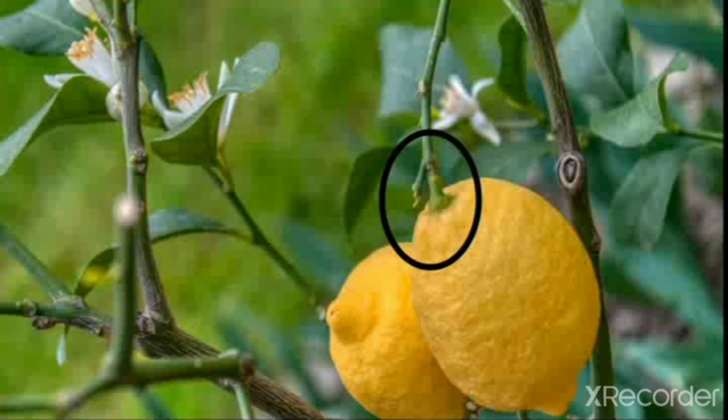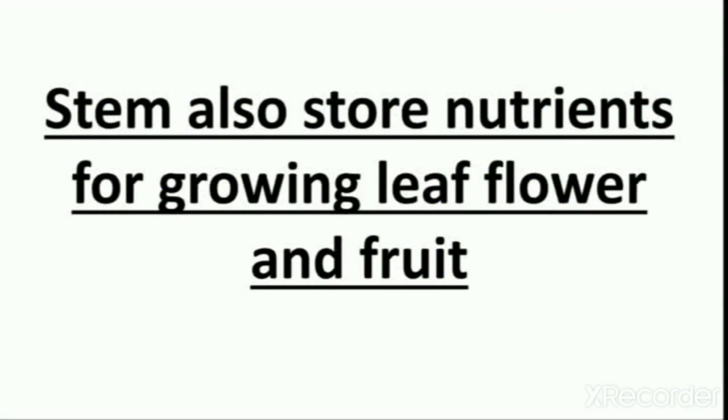You can see here the lemon is connected with the stem. So when roots absorb the water from soil, they give it to the stem and the stem spreads it all over the plant. So the stem helps the plant to grow and gives nutrients and water to the plant, because all parts of the plant are connected with the stem. The stem also stores nutrients for growing leaf, flower and fruit.